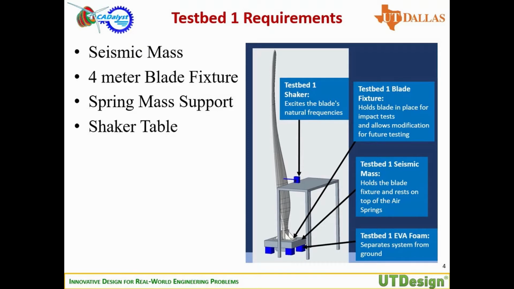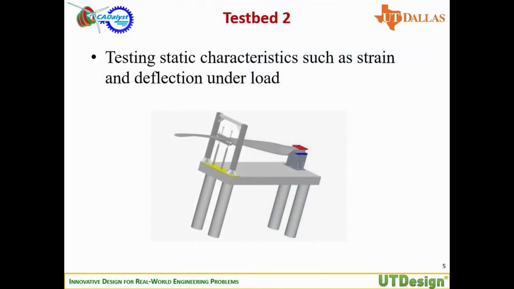The shaker table is a table that is able to hold the shaker at a height of 2.5 feet to a height of 6 feet. This will allow the shaker to agitate the root of the blade as well as the center of the mass of the blade. Testbed 2 is used to test the static characteristics of the blade, such as strain and deflection under different loads. To do this, we designed an apparatus that is attached to the top of an optical table, which was provided by the client.